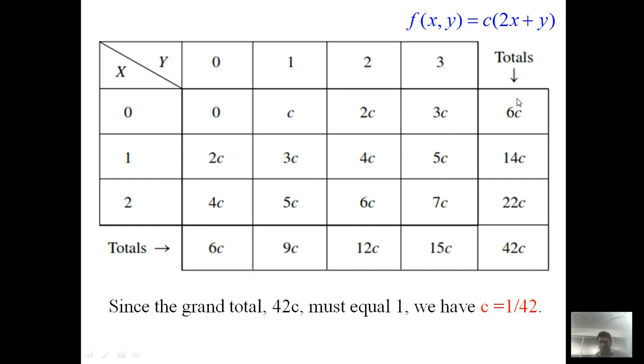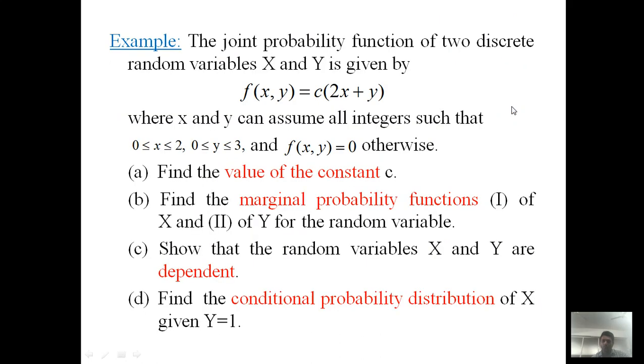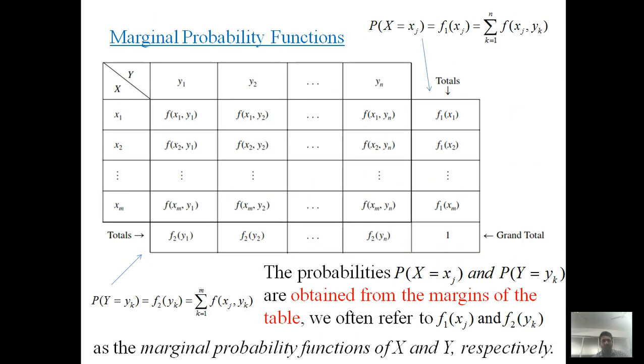Now these are the marginal probability distributions. See here, f1(x1) is known as the marginal probability function, and is obtained by using this formula, the sum running from k = 1 to n of f(xj, yk), which is simply the addition of all these elements.